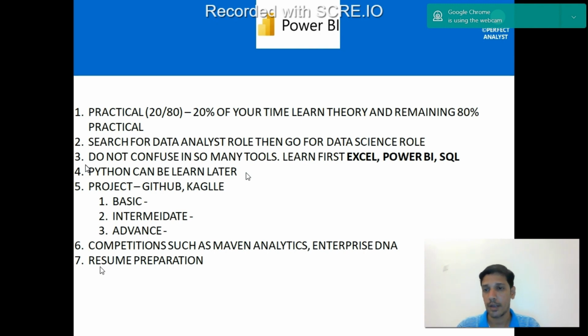Number 4 point, as I mentioned, Python can be learned later, so that you can focus. Number 5 is try to do a project. We have tools like GitHub and Kaggle. In this, you try to do a project, and how to get an idea to do the project? There are different resources out there. You can do a basic project, intermediate project, advanced project.